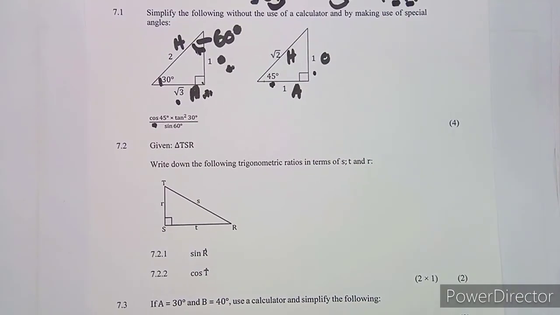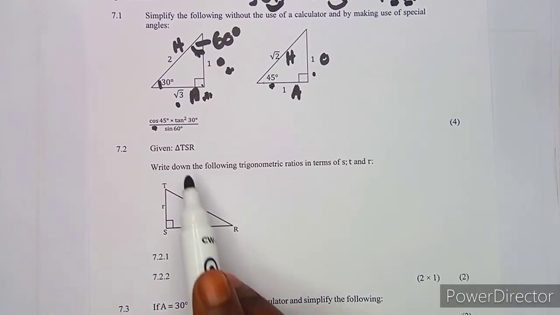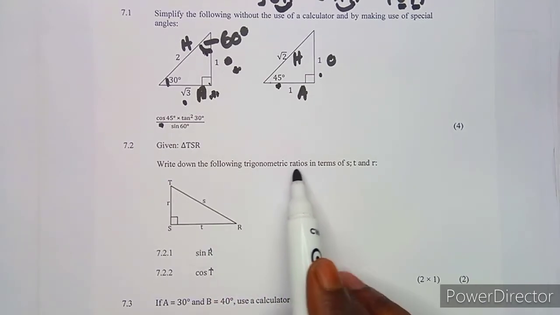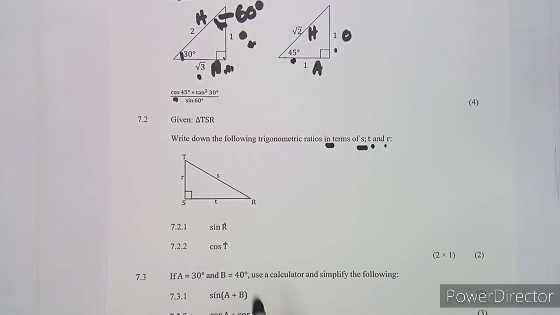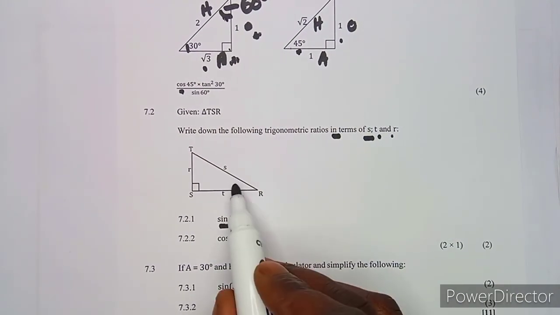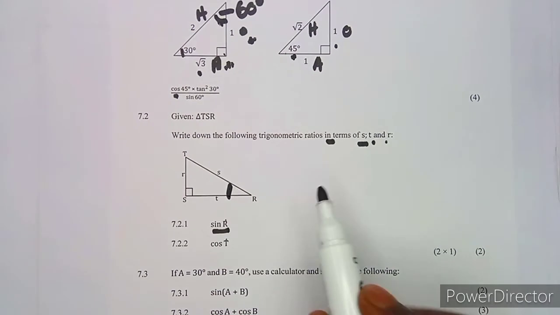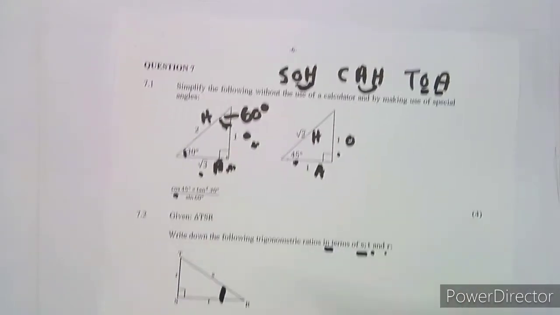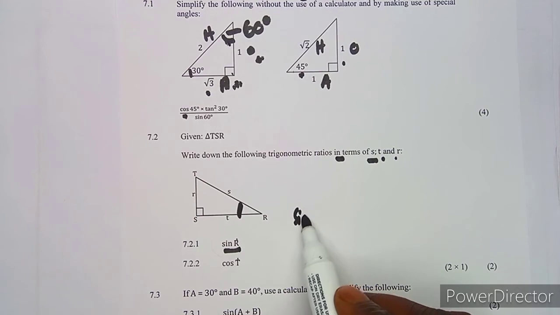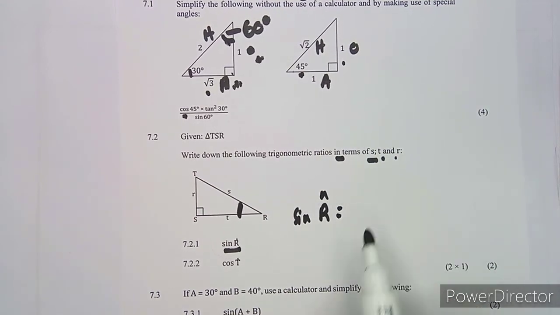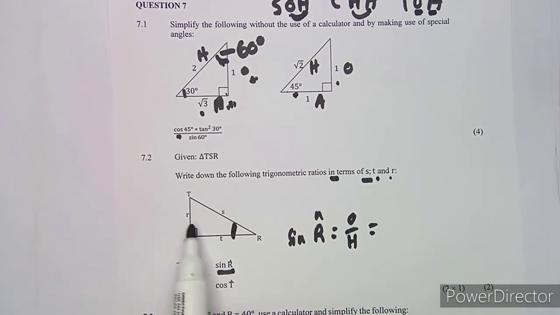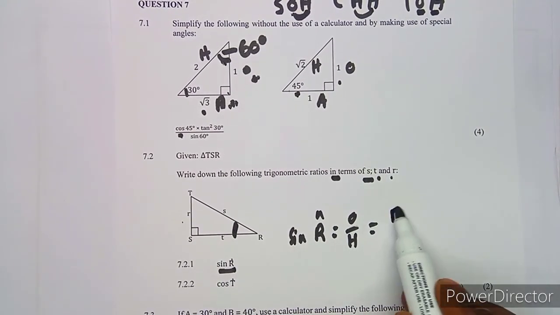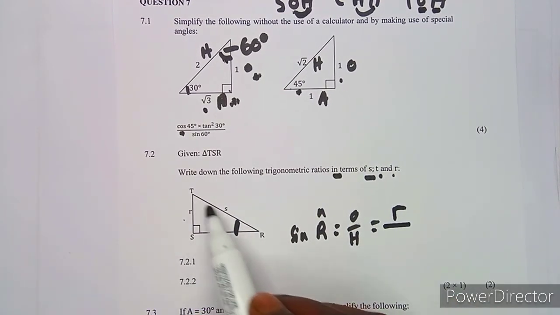All right, so let's see another part, which is 7.2. We are given the triangle TSR. Write down the following trigonometric ratios in terms of S, T, and R. So in terms of these letters that you're given, the first one is sine R, this is your R here. Remember, sine, we said, is opposite over hypotenuse. So sine of angle R is going to be opposite over hypotenuse. According to R, this is your opposite here, which is R, over the hypotenuse, which is this one, which is S.